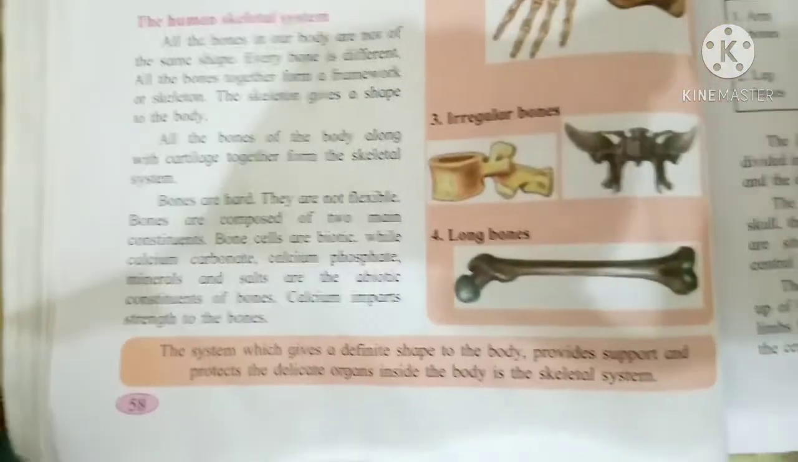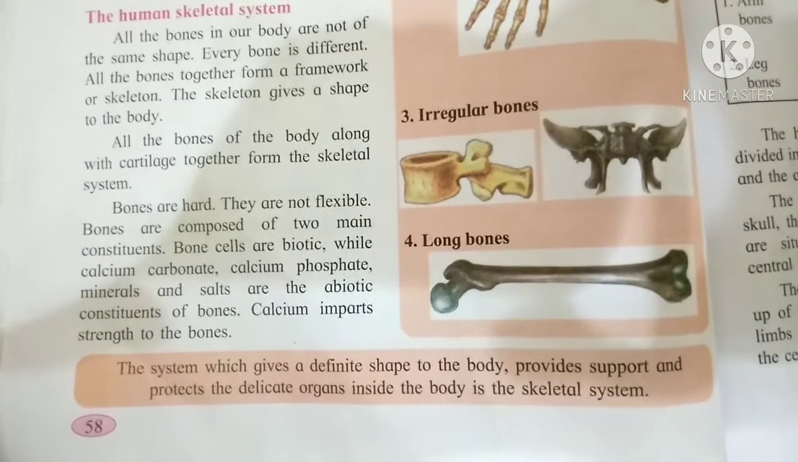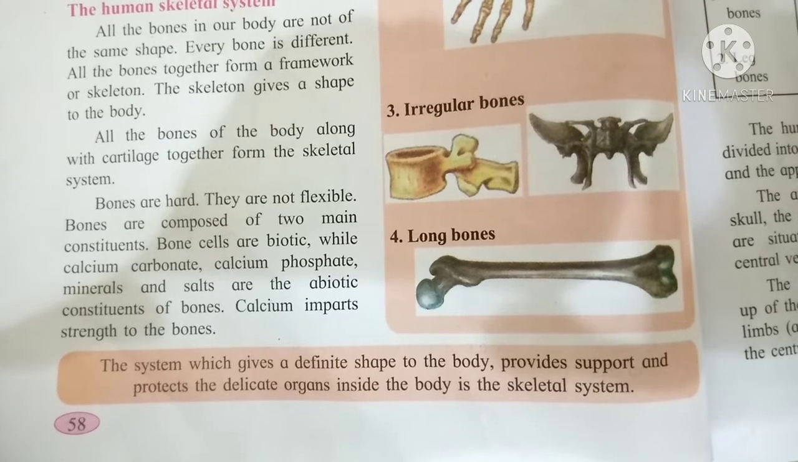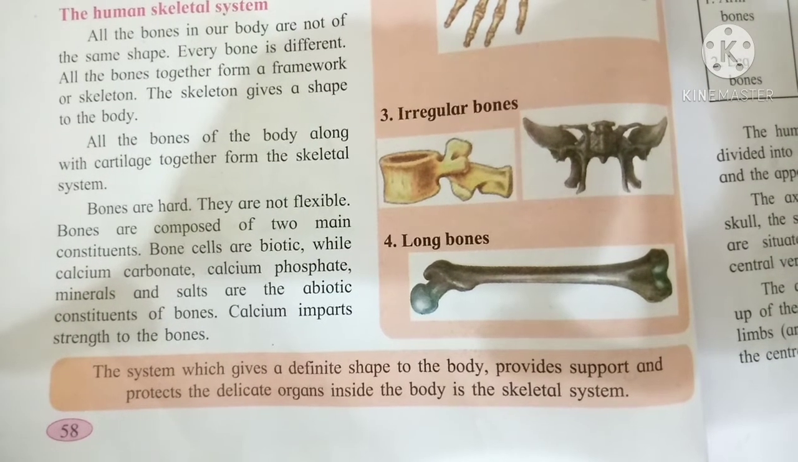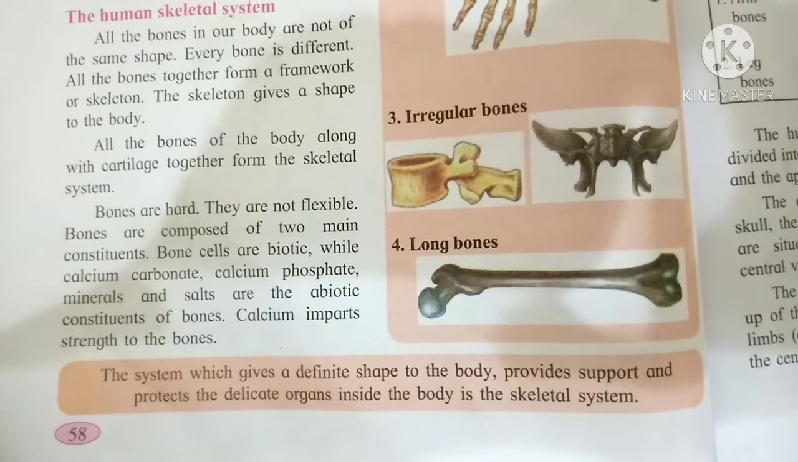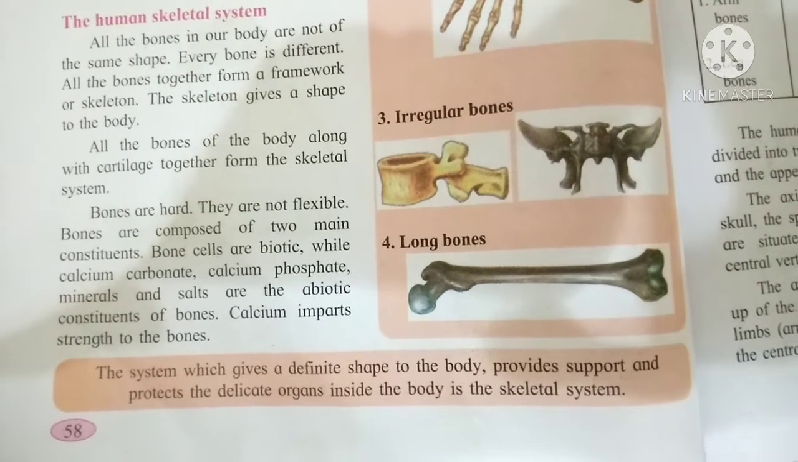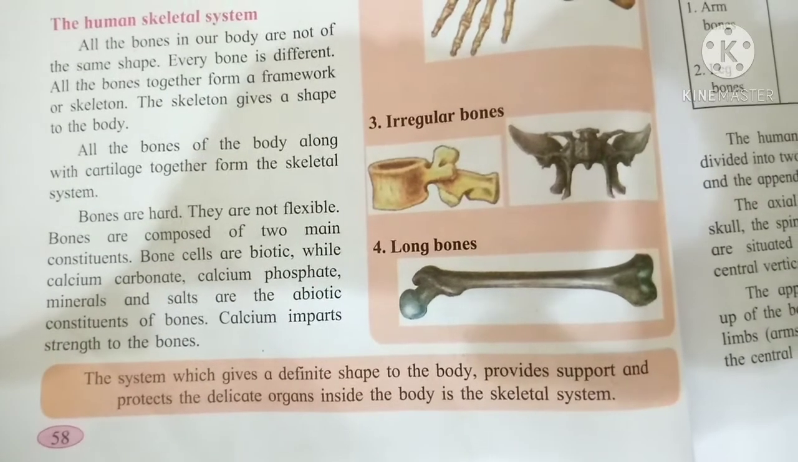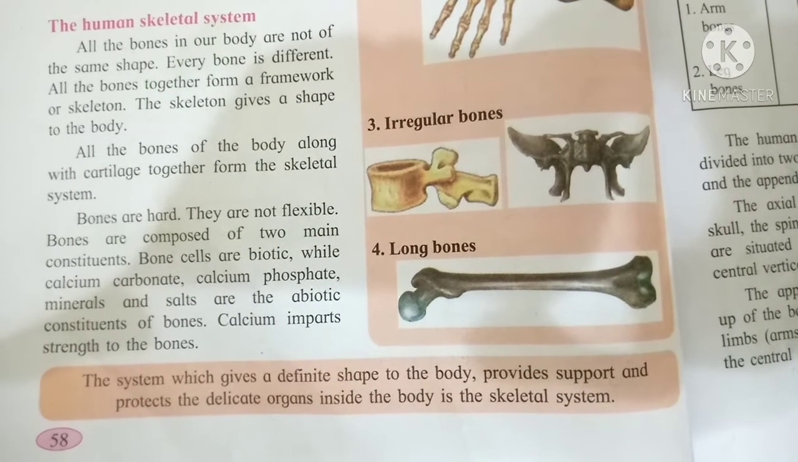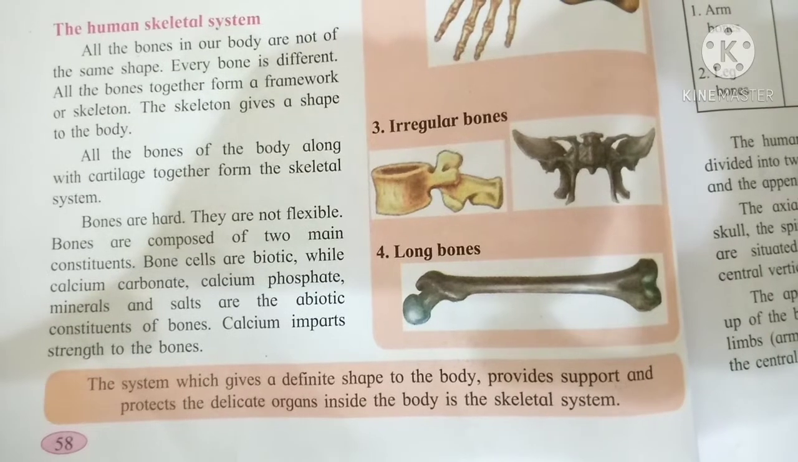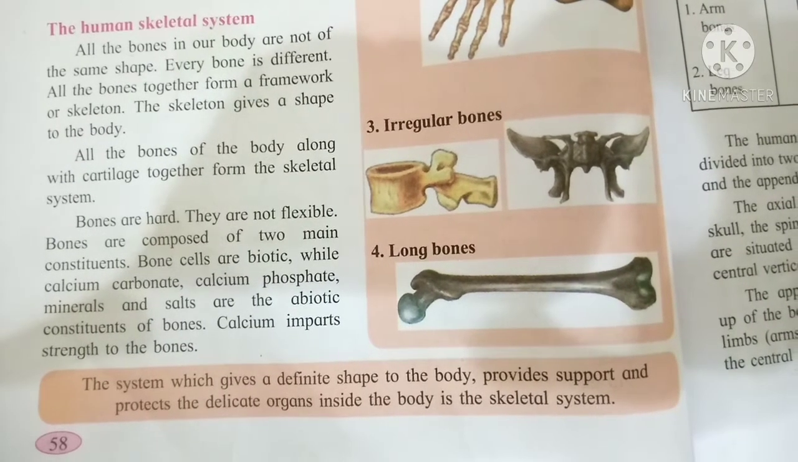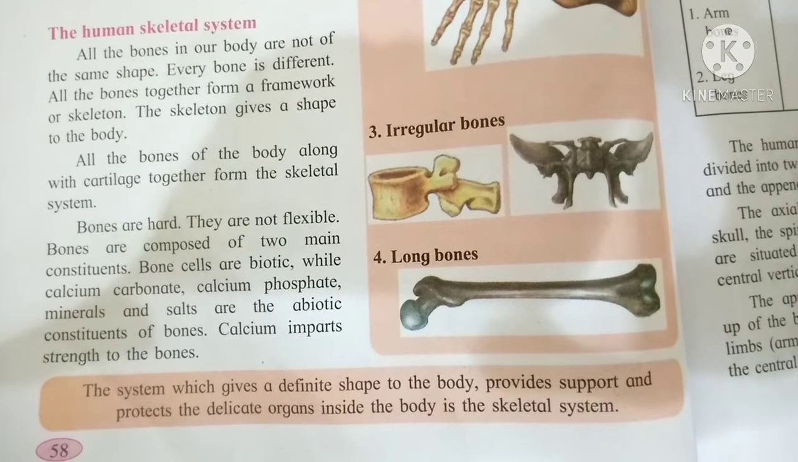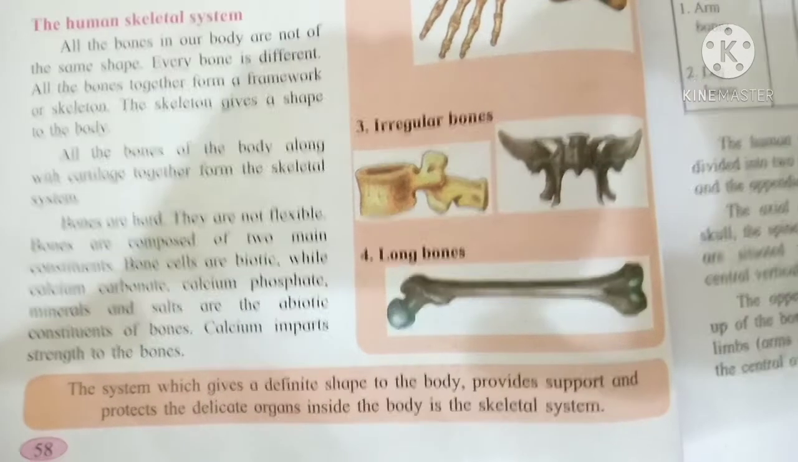Then the system which gives definite shape to the body, provides support and protects the delicate organs inside the body is called the skeletal system. Skeletal system means the system which gives definite shape to our body. The skeleton gives our body a definite shape, provides support and protects the delicate organs. Delicate organs means internal organs, which it protects inside the body. This is called the skeletal system.